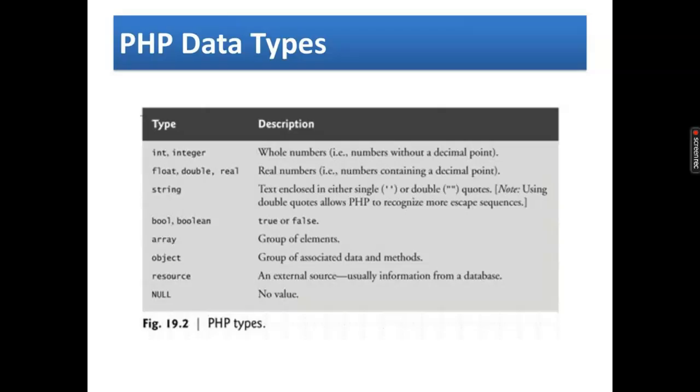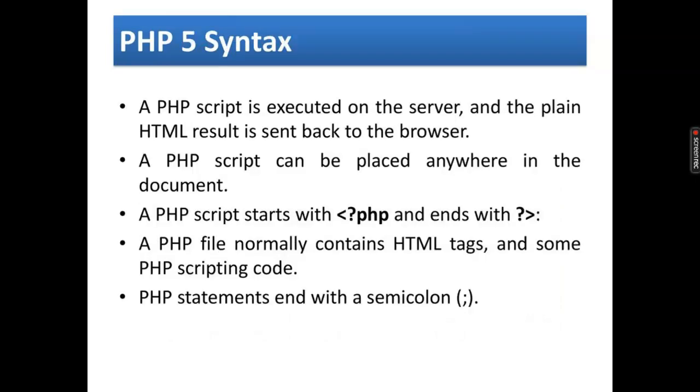These are the data types we use in PHP. First is integer, float, double, string, array for a group of elements, boolean for true and false, object for a group of associated data and methods, resource for an external source, and null for no value. These are the data types we need to use in PHP. This is the syntax for how we start a PHP script: less than question mark php, and it ends with question mark greater than, with the code in between.